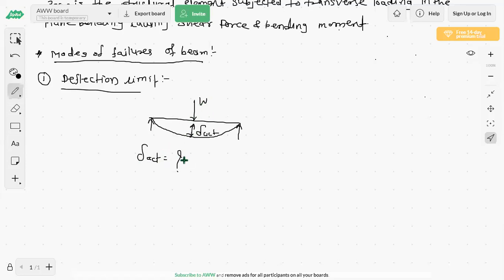This is nothing but the deflection limit, and the first failure mode is the deflection. Due to this excessive deflection, the beam will fail. So the first condition for the failure of the beam is the deflection limit, and due to this deflection, our beam will fail. So the first mode of failure is deflection. Are you getting? So here we can write down, everyone, now.